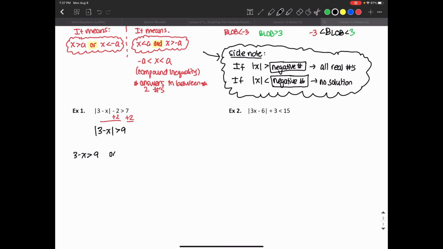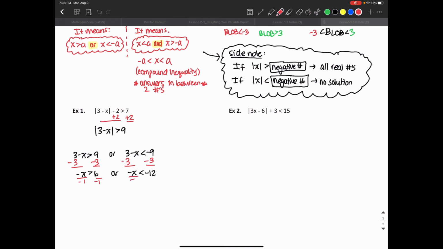The other option is what's inside, 3 minus x, is less than. So opposite of greater than, less than, opposite of 9 is negative 9. These are my 2 inequalities that I'm going to solve. First thing I'm going to do is subtract 3 on both sides, and I'm going to do that for both inequalities. I'm going to end up with negative x is greater than 6, or negative x is less than negative 12.